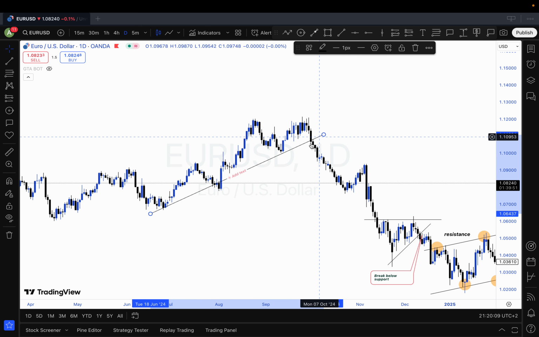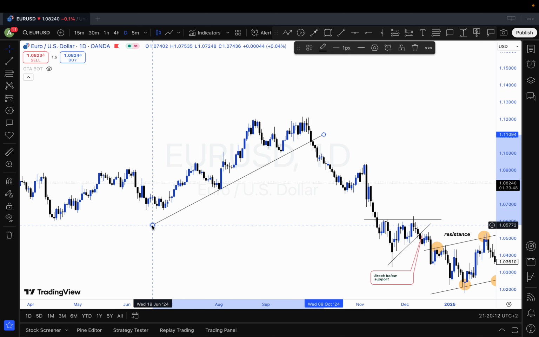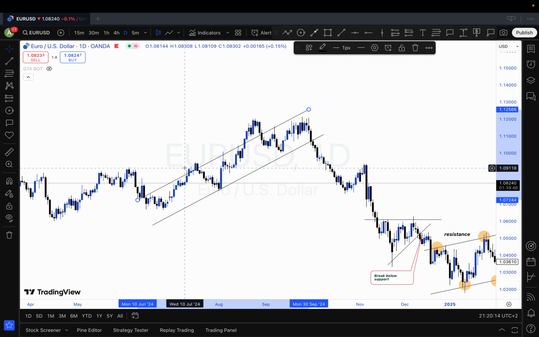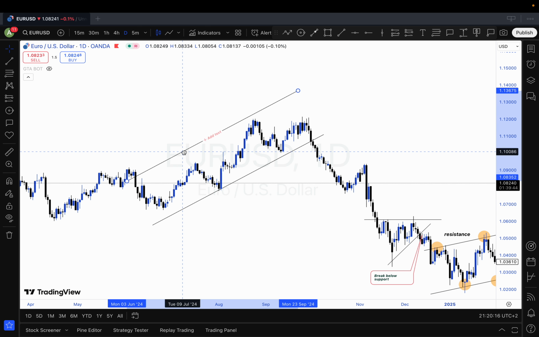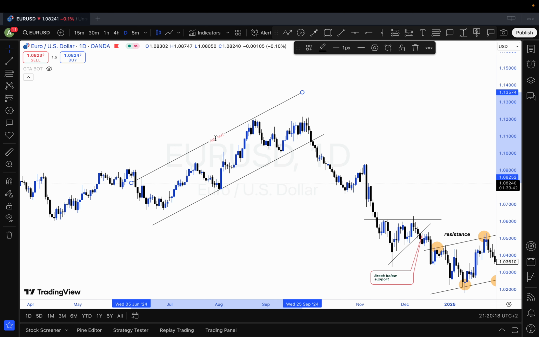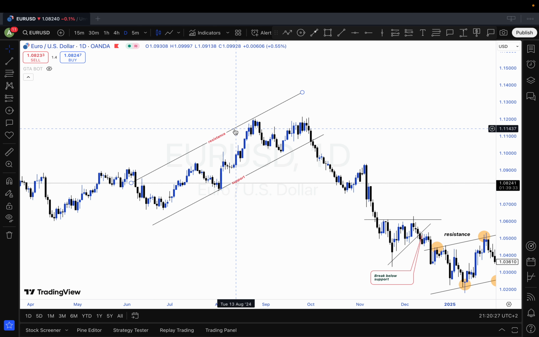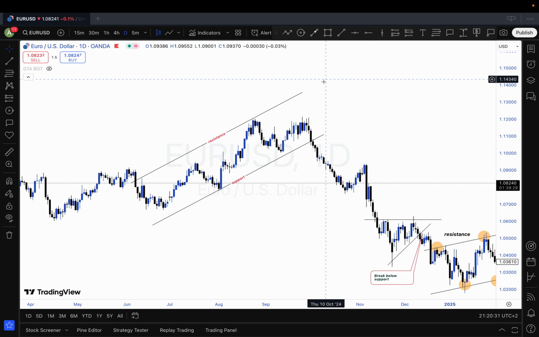This is a support and resistance on the uptrend. This is very obvious. Resistance, and then we have a support. So for this kind of support and resistance, which is on an uptrend, right?